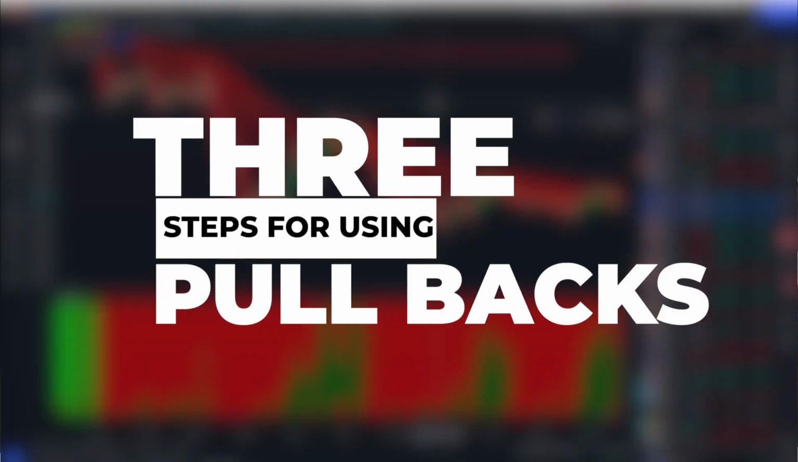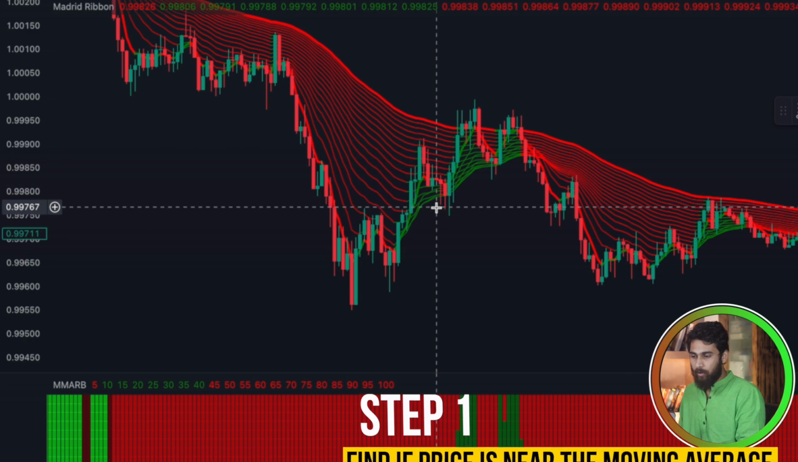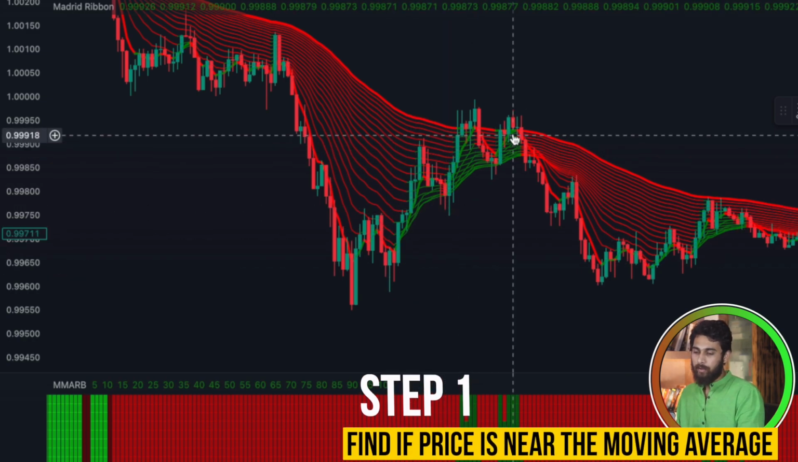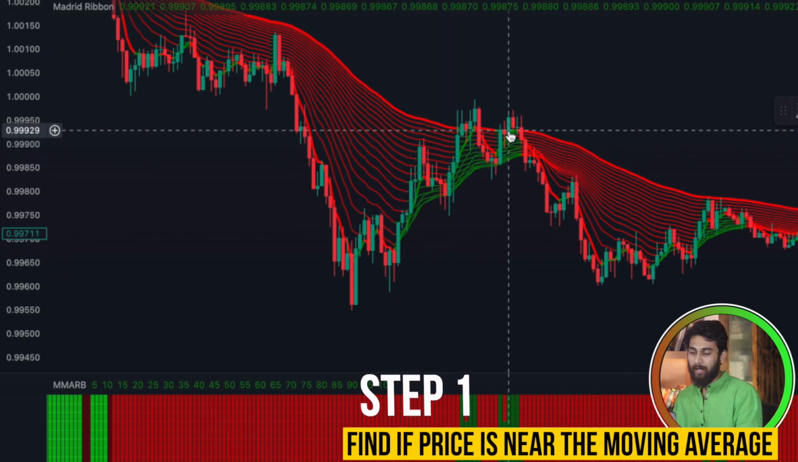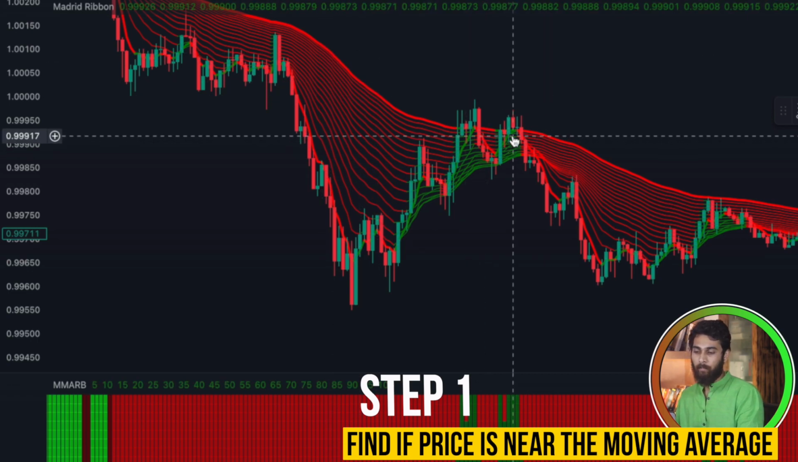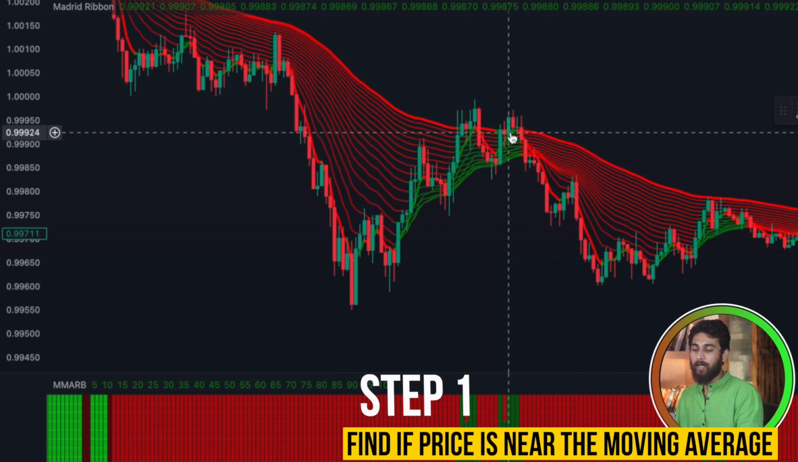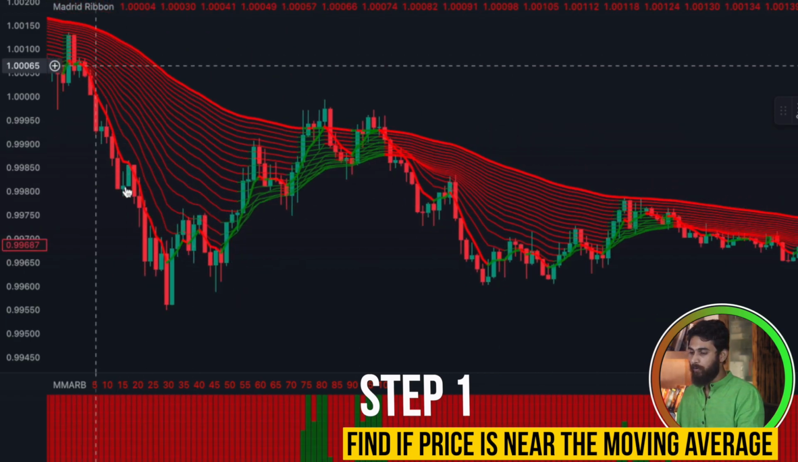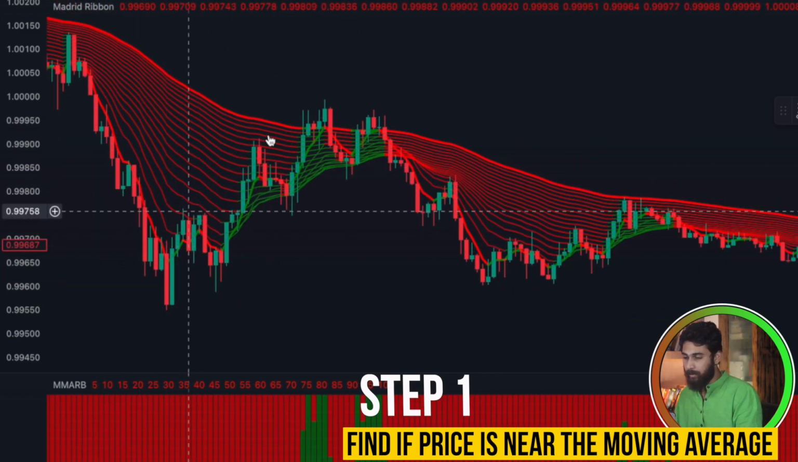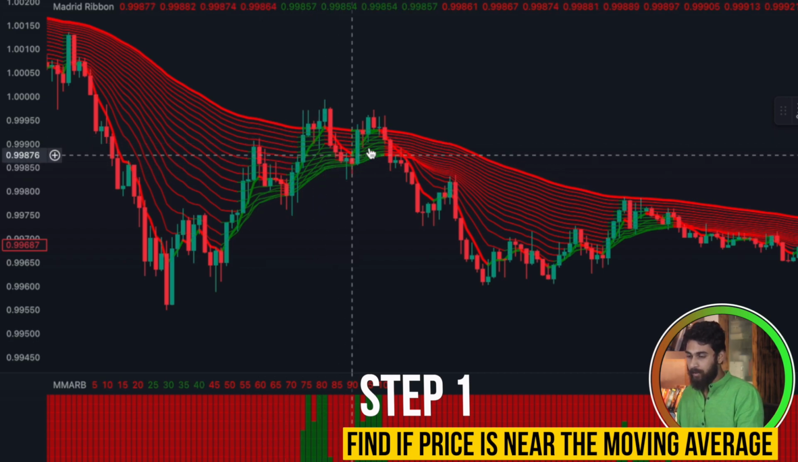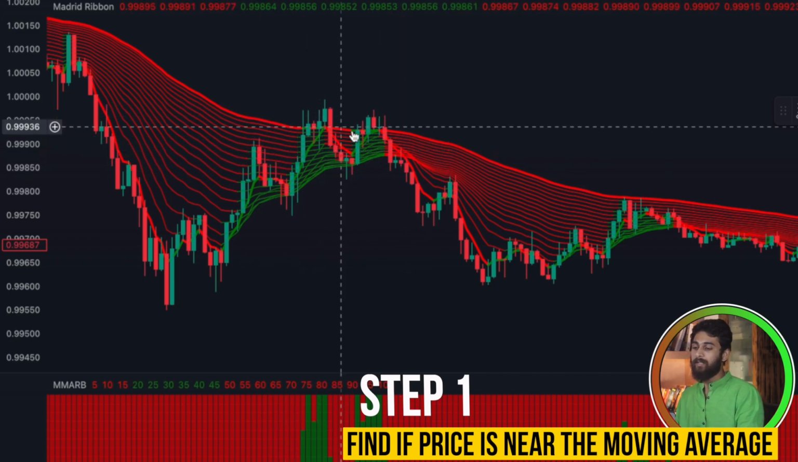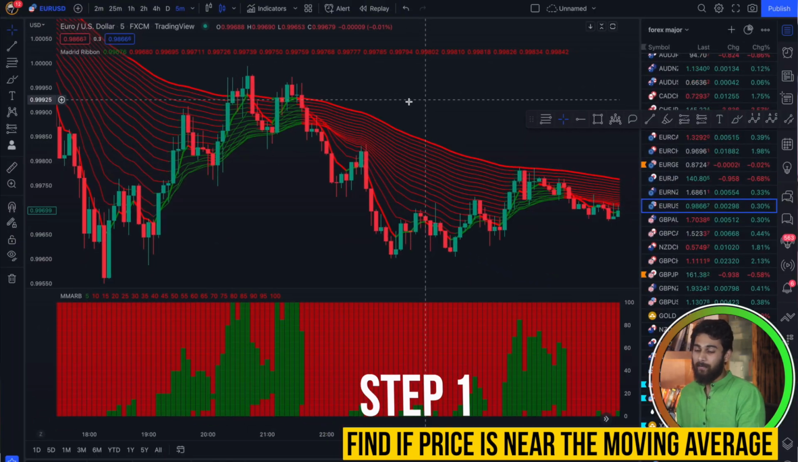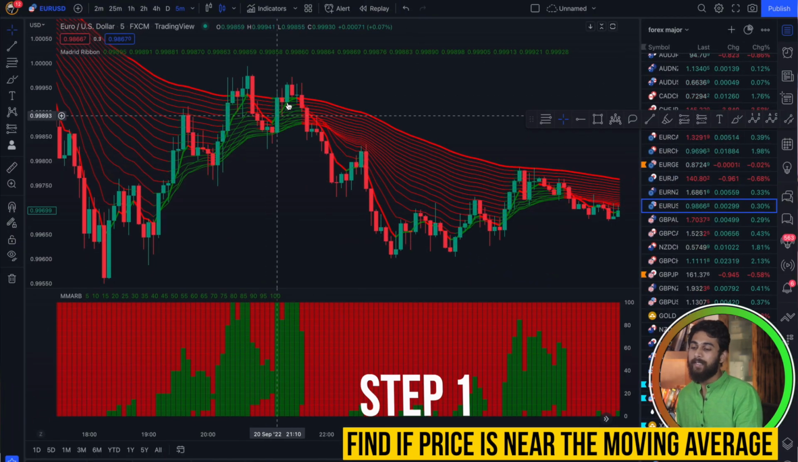There are 3 steps for it. The first step is we want the price to be as close to the last ribbon band or the last main moving average as possible. Like here, we knew that the price is moving down and we are in a bear market. But here the ribbons turned green, and it was green and green and green, and the price was near the last moving average. So this was our first step, that is to find if the price is near this moving average.